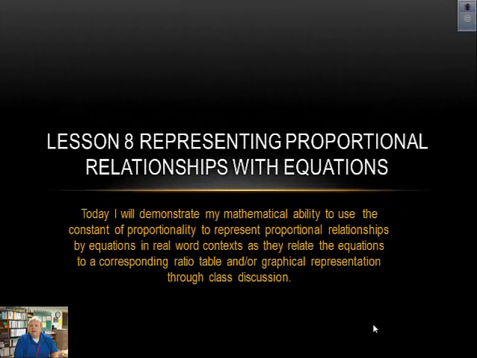Your lesson today is lesson 8, and we're going to be talking about proportional relationships again in regards to equations. Your objective today: I will demonstrate my mathematical ability to use the constant of proportionality to represent proportional relationships by equations in real world context as they relate the equations to a corresponding ratio table and/or graphical representation through class discussion.